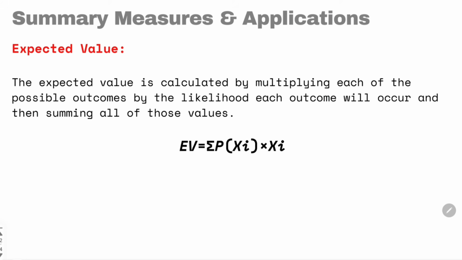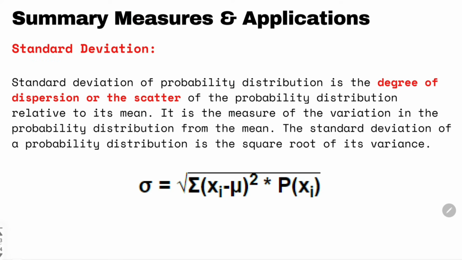Now, how do we find this expected value? It is calculated by multiplying each of the possible outcomes with the likelihood that each outcome will occur, and summing it up: the probability of occurrence of a particular outcome multiplied by that outcome. We sum everything up and we find the expected value.